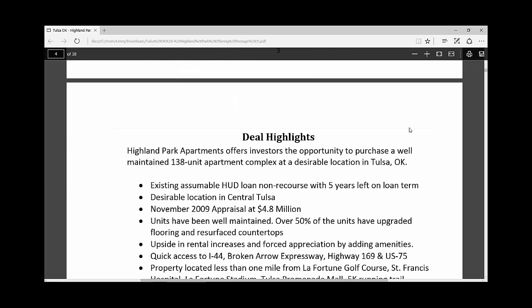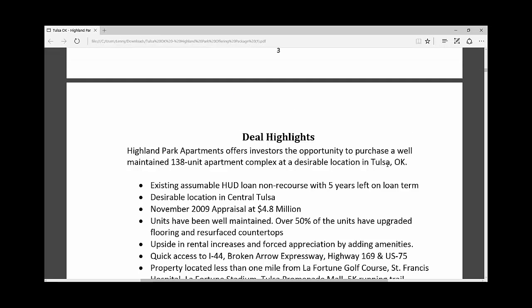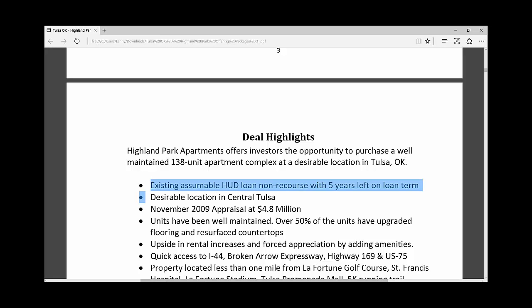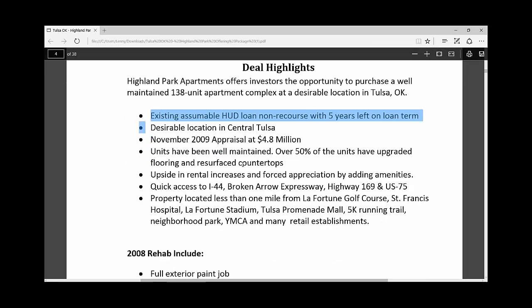Now check out some of the things, and this is why I like using this particular example as a teaching tool. It's an assumable HUD loan, non-recourse, with 5 years left in the loan term. It's kind of a short period of time, but that would probably be the minimum time frame I would be interested in for buying a property and assuming an existing loan. So this one is an assumable, which means we have to know how to analyze that deal in the cash flow analyzer.